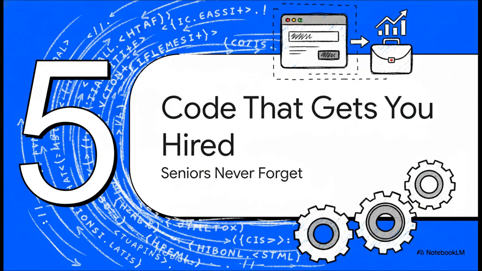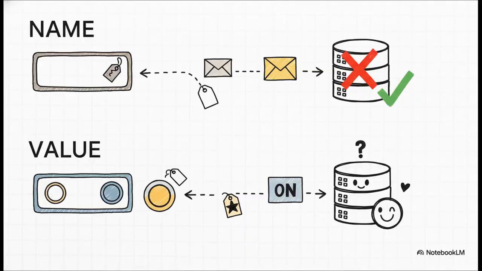All right, let's get down to it. Let's talk about the code that actually gets you hired. These are the little details that seniors never forget, and they show an interviewer that you really understand how the web is supposed to work. There are two invisible attributes that are so important: name and value. Look, if an input doesn't have a name attribute, its data literally never gets sent to the server. The form will fail silently. And for radio buttons or checkboxes, if you forget the value attribute, the server just gets a useless piece of text that says on. You have to give it a meaningful value, like medium_pizza, so the data actually makes sense.